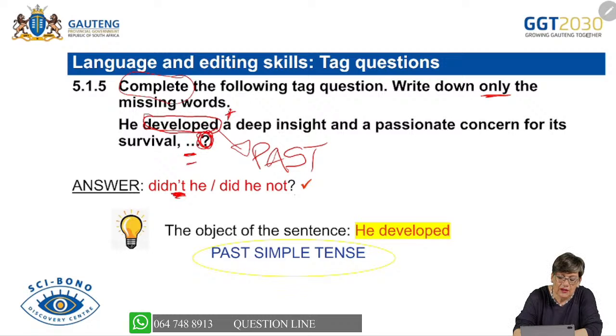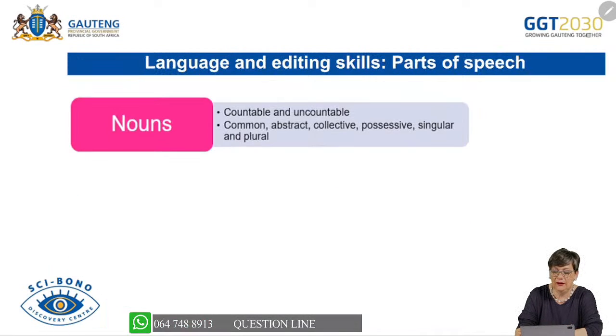Sometimes they don't include the question mark. They might only say to you, change the following sentence into a tag question. Then you have to know, I have to add the question mark. Just be on the wake up for that one. Okay, let's try another one.